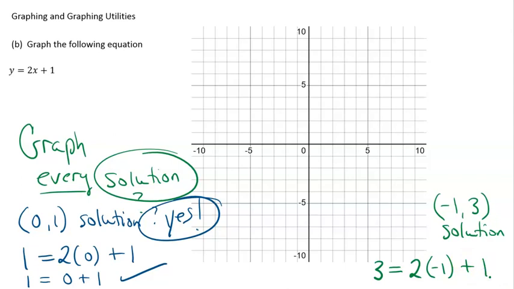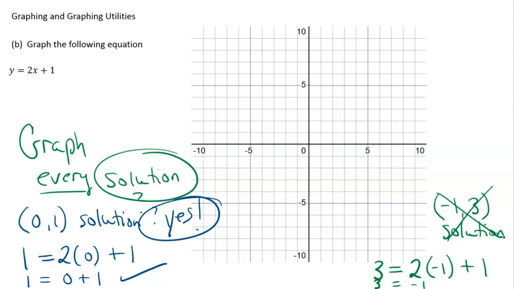Notice I'm not solving an equation. I'm just simplifying each side independently. So 3 on the left stays 3. 2 times -1 is -2 plus 1 is -1. I'm using order of operations. That's very important. 3 is equal to -1. That's not true, right? So -1, 3 is not a solution.